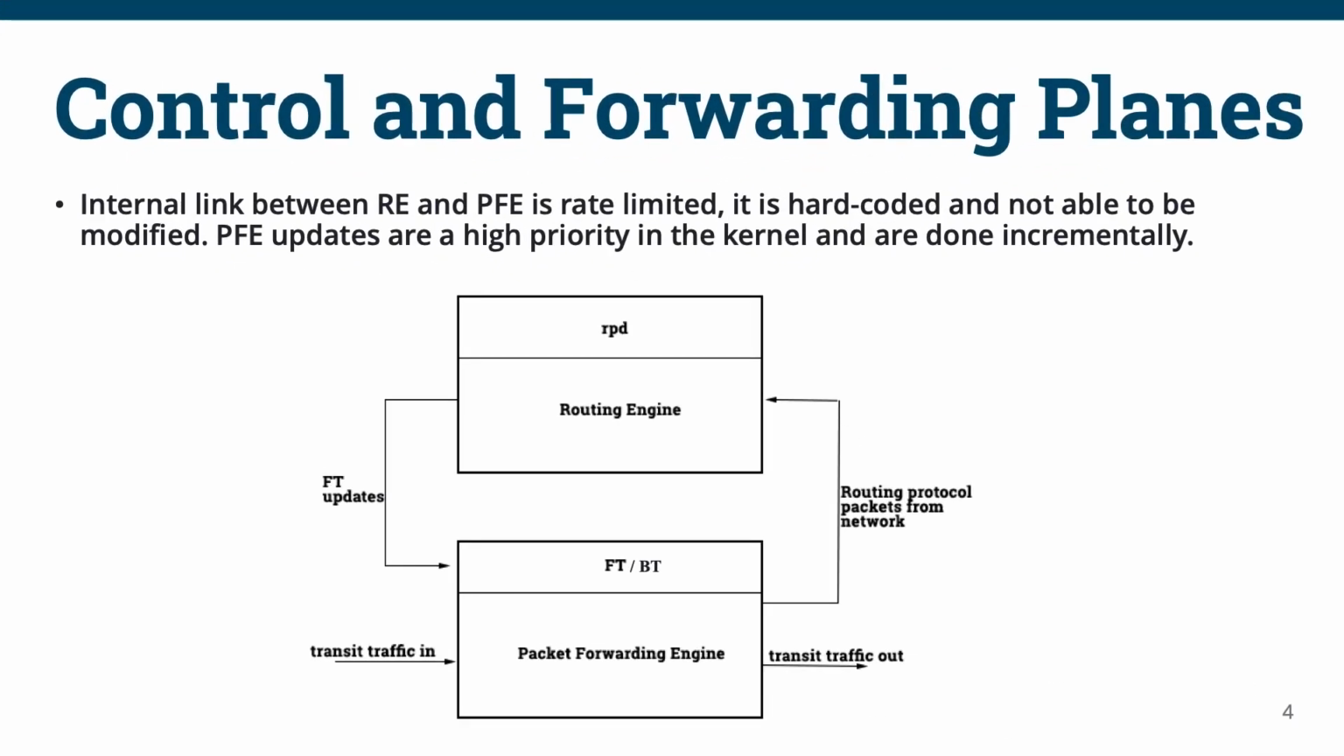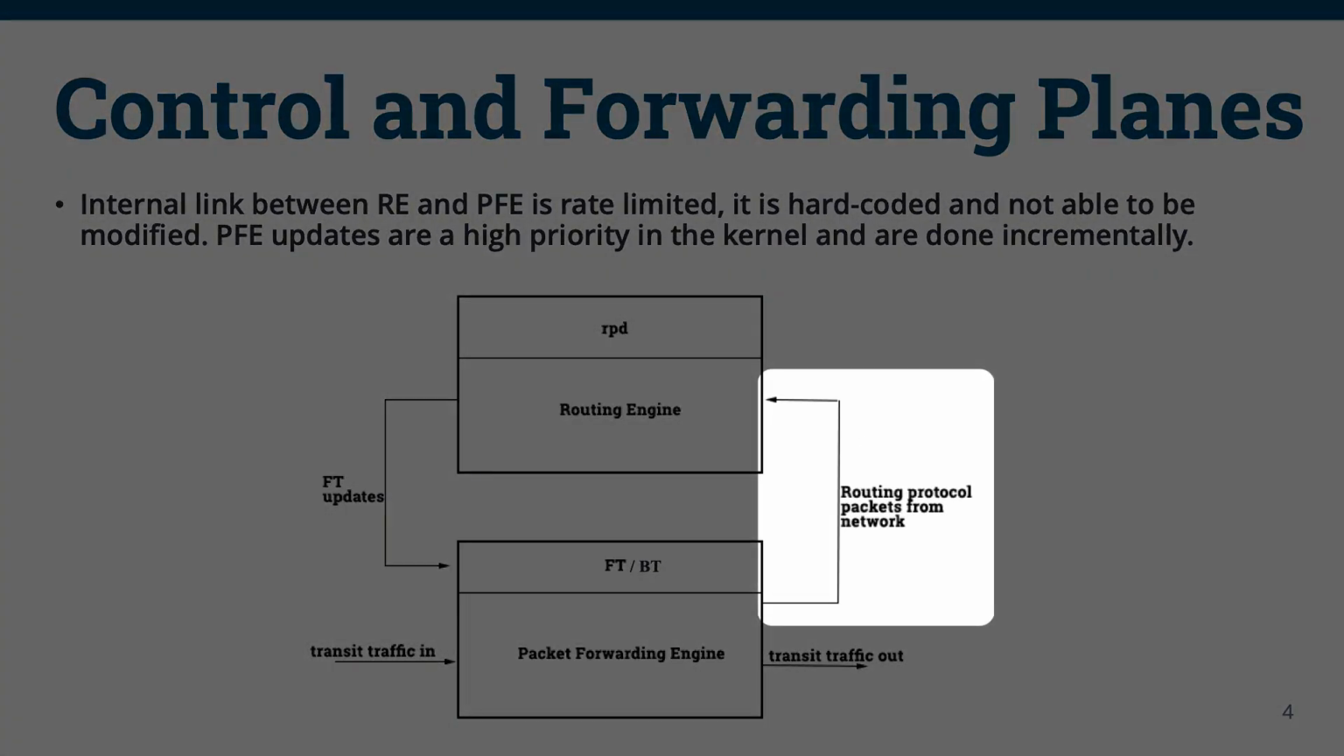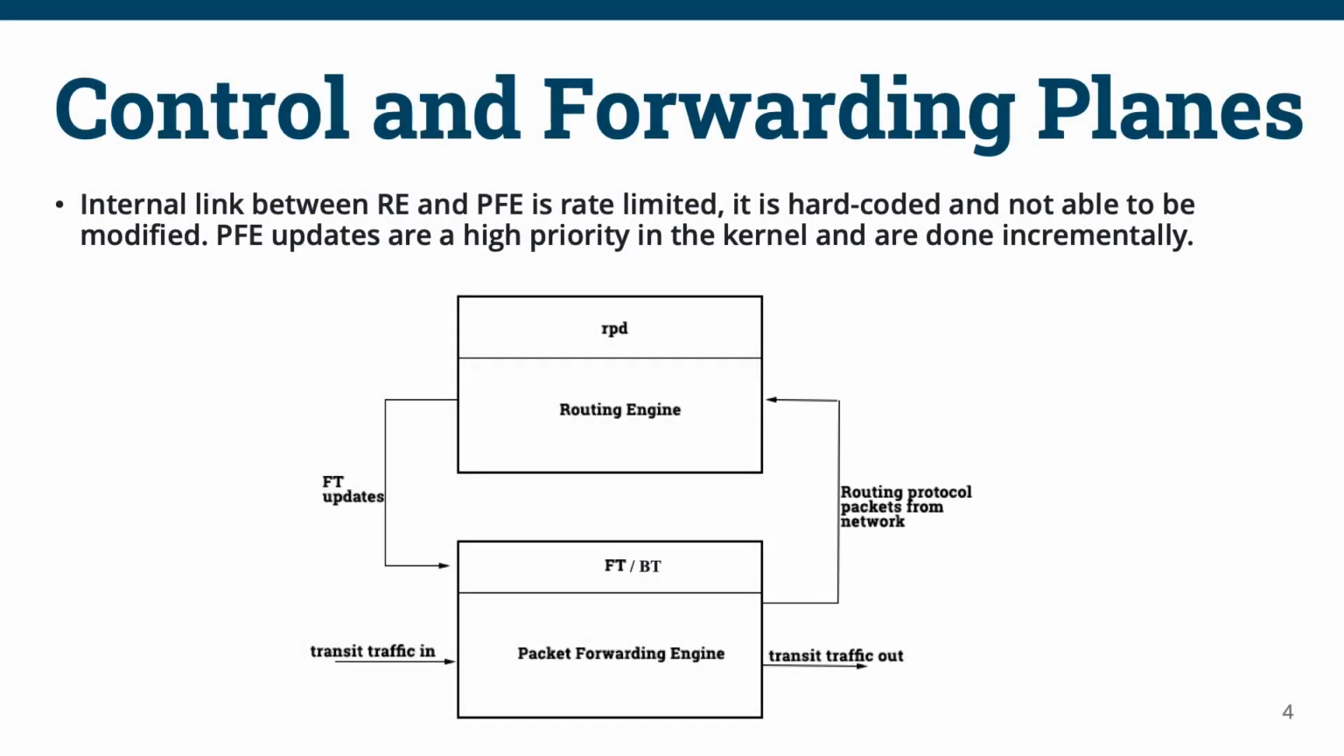Something to note is that the link here between the PFE and RE, or routing engine, is rate limited and hard coded so that it cannot be modified by the network administrator. This protects the RE from being overloaded and ensures device stability. However, it does potentially open an attack surface for a denial of service attack on the device, which could be caused by saturating the link with exception traffic.